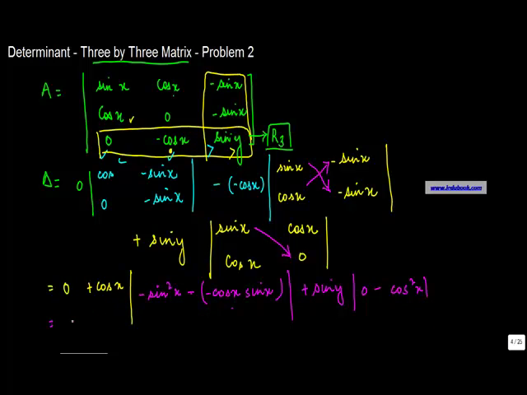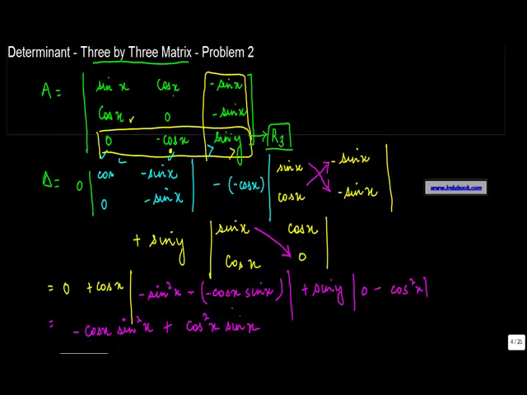Right? So let's solve this. 0, we just knock it off. Cos x into minus sine square x will give you minus cos x sine square x. Minus into minus is plus, plus into plus gives you plus. So cos square x sine x plus sine y into minus cos square x. So we just remove this plus from here. We get a minus cos square x sine y, right?